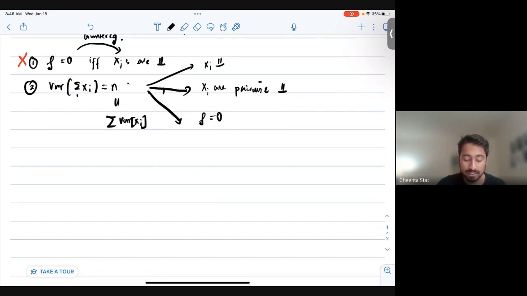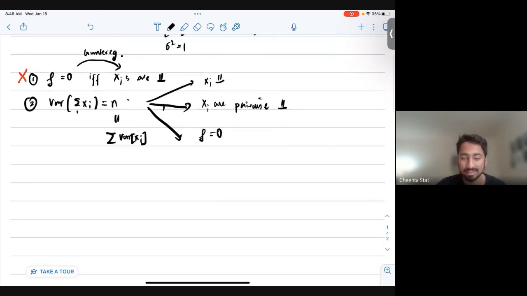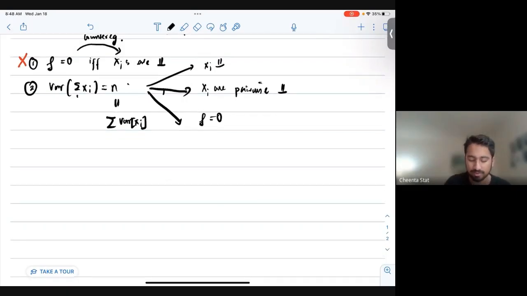Variance of summation xi is equal to n. But if xi are independent, if xi are pairwise independent, when? You have to make sure it works the other way around also. Understand that. Great. Any ideas on how to approach this part? How to show that variance of the summation of xi is equal to summation of variance of xi?